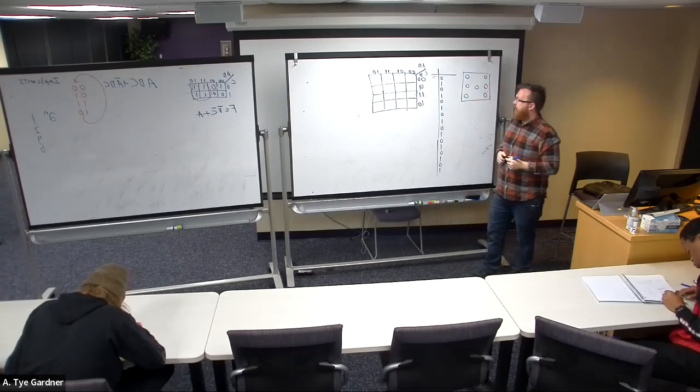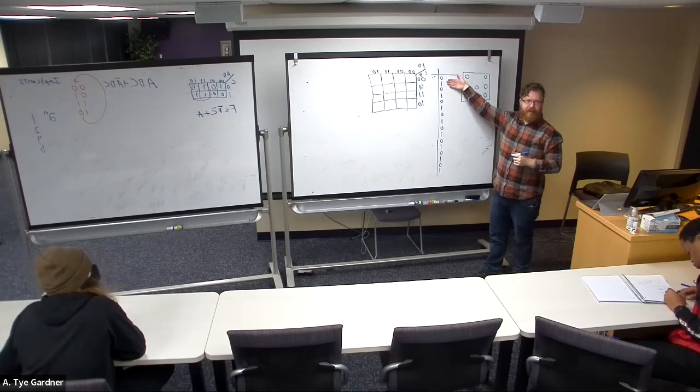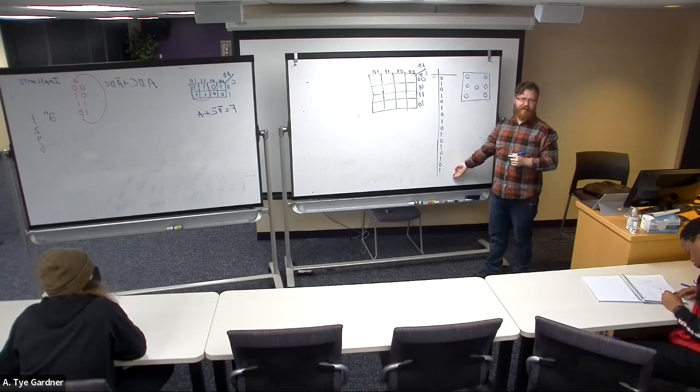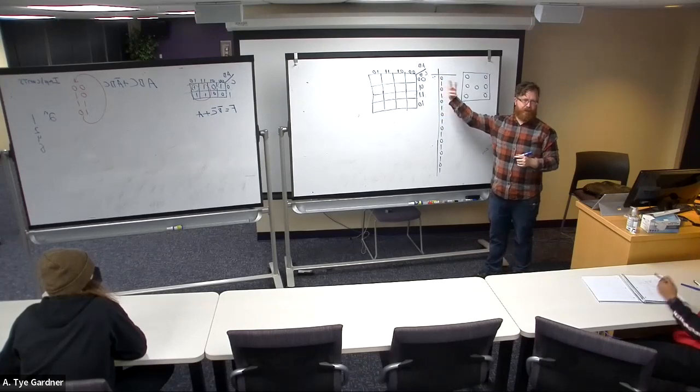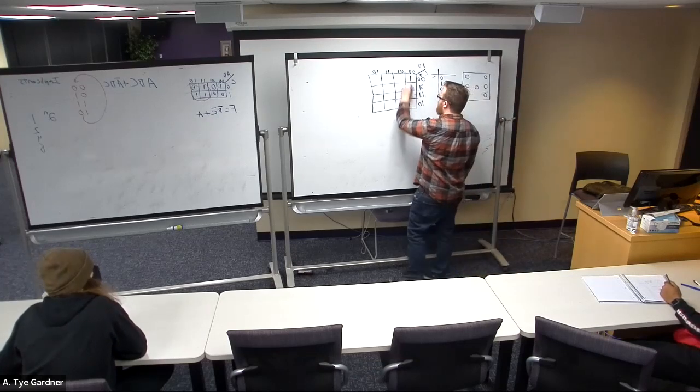And now your truth table would look like this, where there are now 16 rows, right? Because there are 4 variables. It's 2 to the 4, 2 to the 4 is 16. And now I'm just going to make something up.